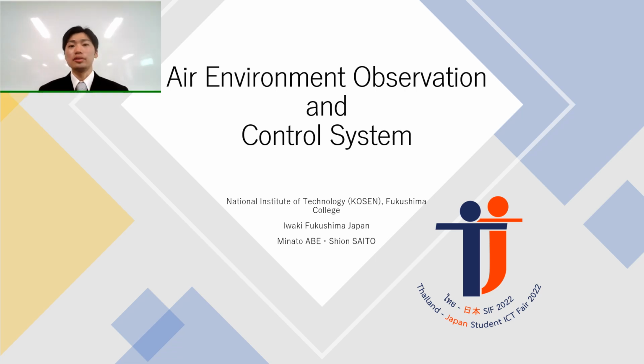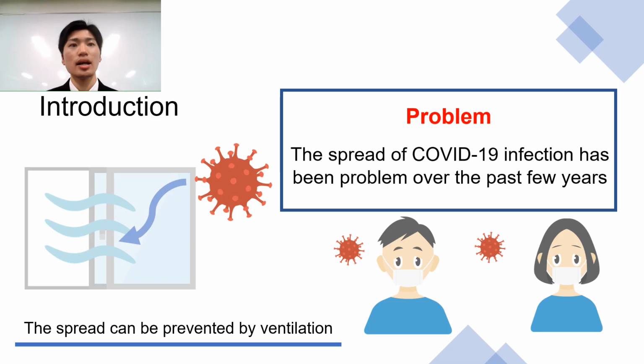Hello everyone. Today we are going to introduce our study about an environmental control system. The spread of COVID-19 has been a problem in recent years. COVID-19 can be prevented by ventilation, so we developed a system to ventilate rooms remotely or automatically.